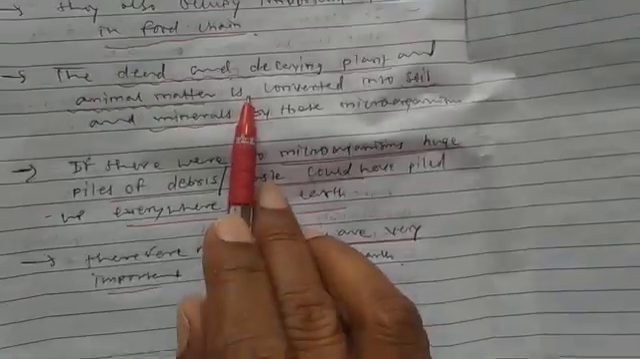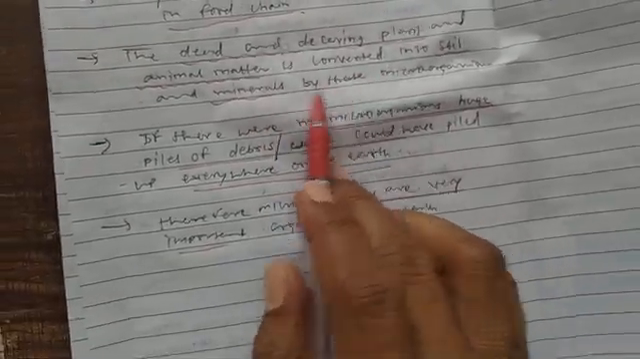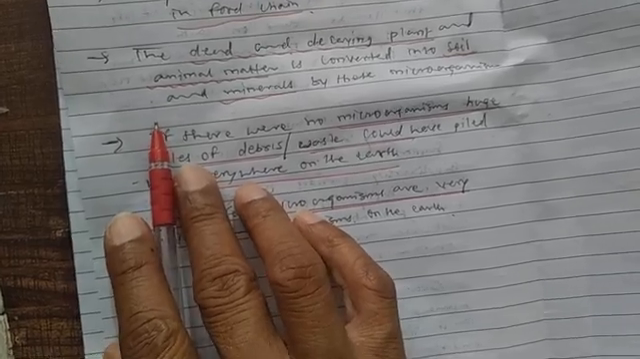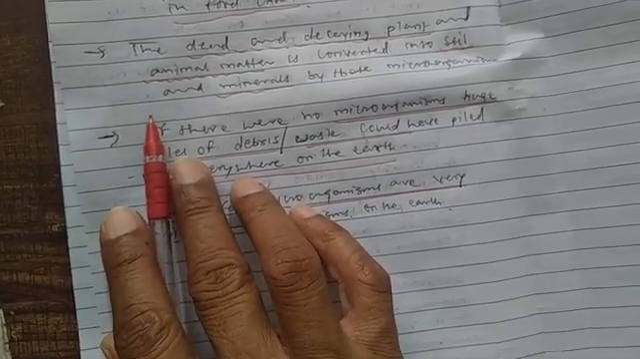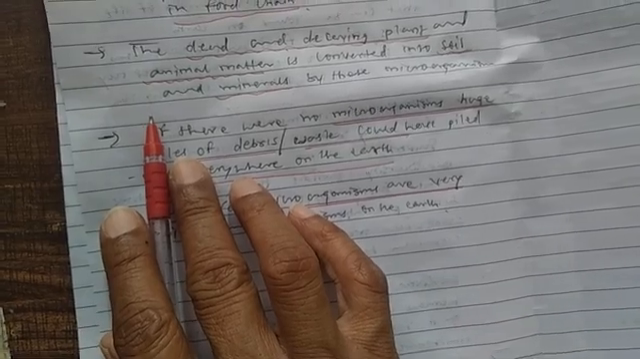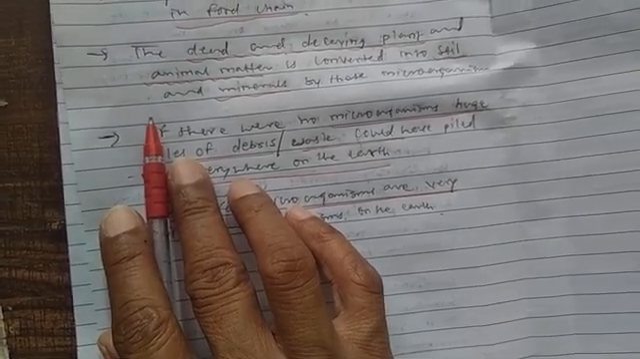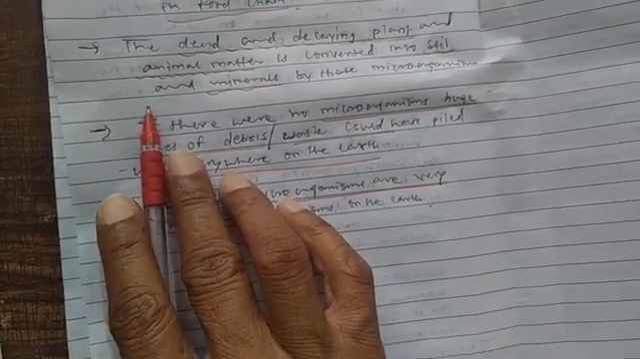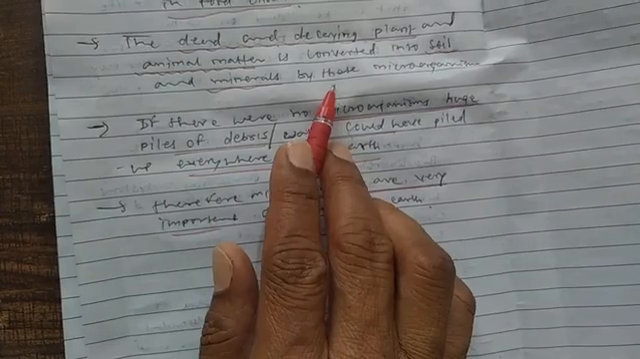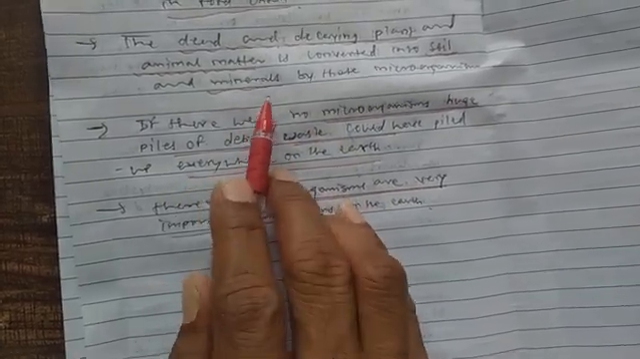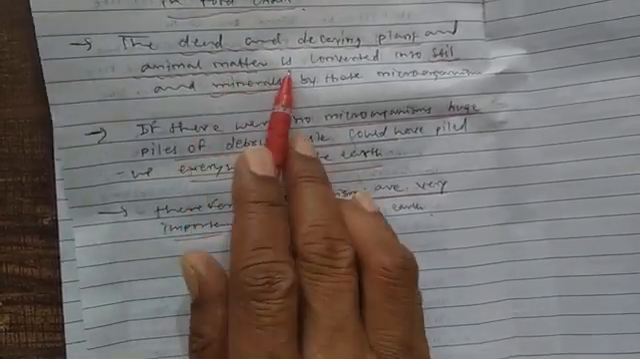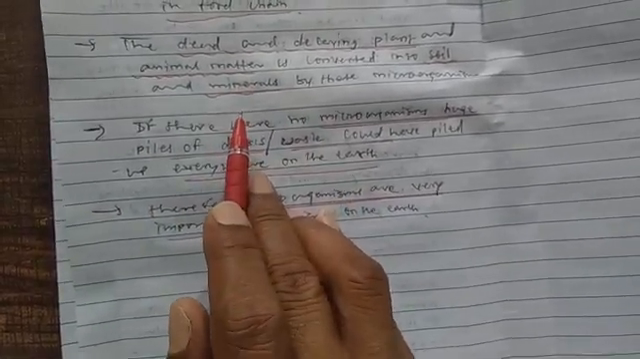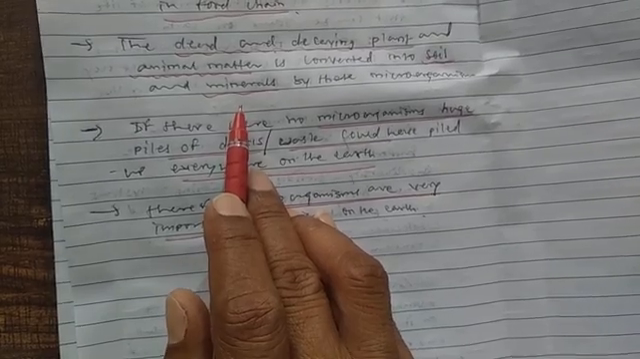The dead and decaying plant and animal matter is converted into soil and minerals by these microorganisms. Suppose there are dead animals, decaying plants and animal matter. Our human waste is there, animal waste is there. This matter can be converted into soil by microorganisms. If microorganisms were not there, who would decompose these dead animals, decaying plants and animal matter? Definitely it would be very dangerous for human beings.